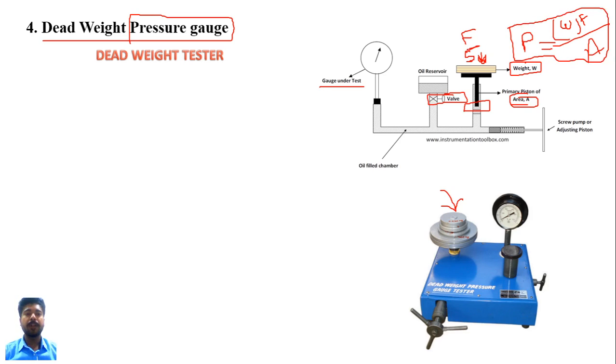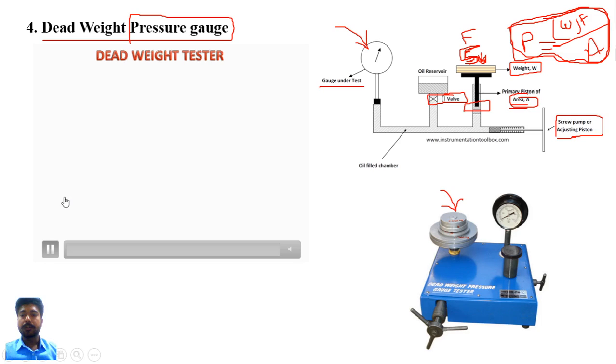So when you are putting the 5 kg of load on this dead weight stand, it will directly show the pressure due to this 5 kg and the area. So we need to compare this pressure with this equation. If it is correct, then it is good, but if it is not correct, if it shows a different pressure, then you have to change this screw pump adjacent piston and calibrate this device. So let's see how it works.